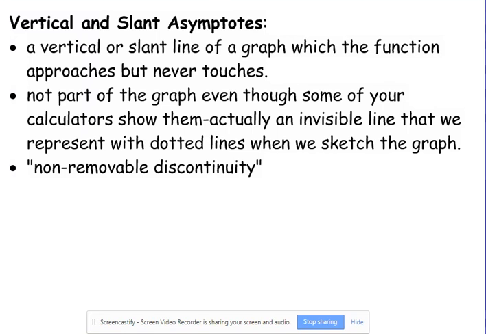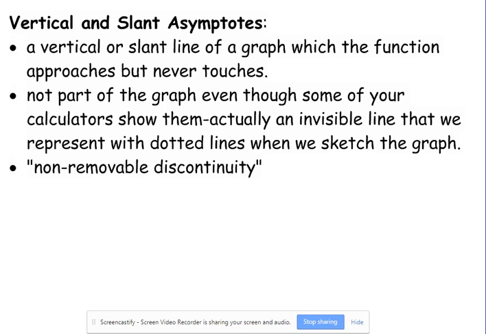So, a vertical or a slant asymptote is a vertical or slant line of a graph. In this case, the function will get close to it, but you cannot touch a vertical asymptote or a slant asymptote. Okay, you can't touch them. It's not part of the graph. Some of your calculators will put a line in there, but it's actually an invisible line that we represent with dotted lines when we end up sketching these things.